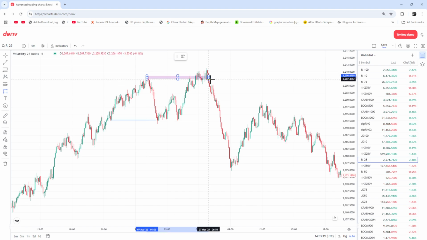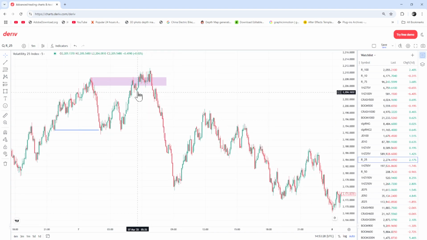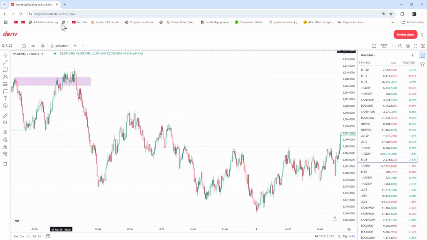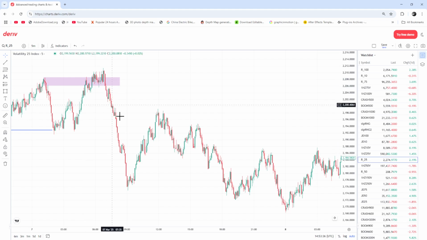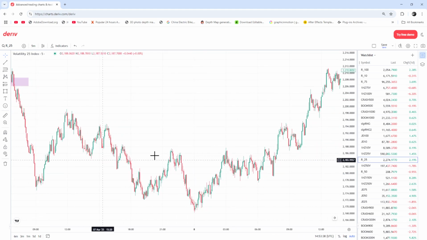which was a previous supply zone, and you can see here it came up and hunted all the stop losses above here, but already this is a change of character, and then the market keeps on pushing down and down and down. So the market pushed down all the way to this level.